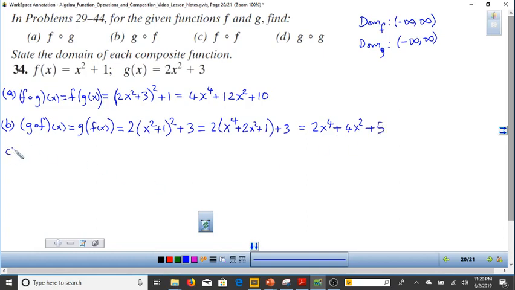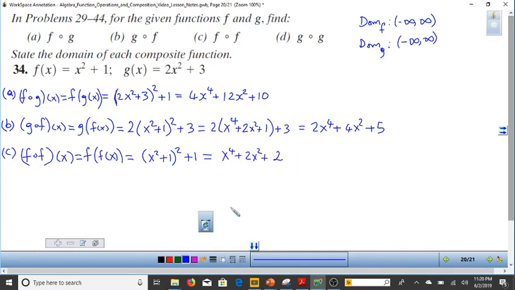And then for part C, f of f of x is equal to f with f of x plugged in. So it's just x squared plus 1, squared, plus 1. Of course, that's x to the 4 plus 2x squared plus 1 plus an extra 1. And that gives you plus 2.